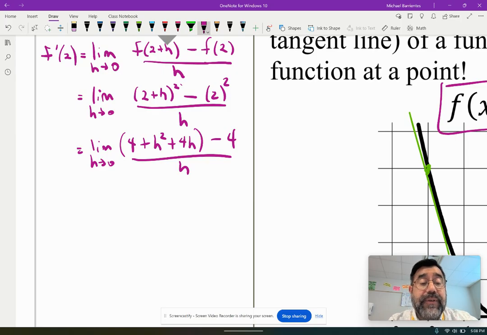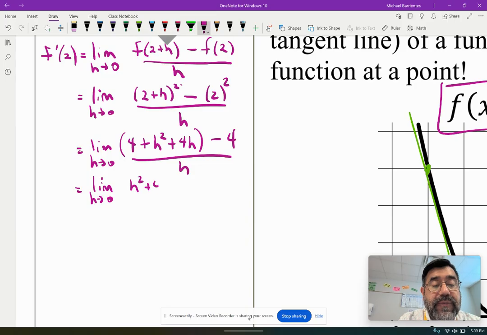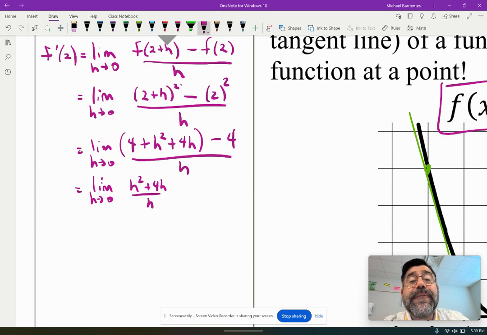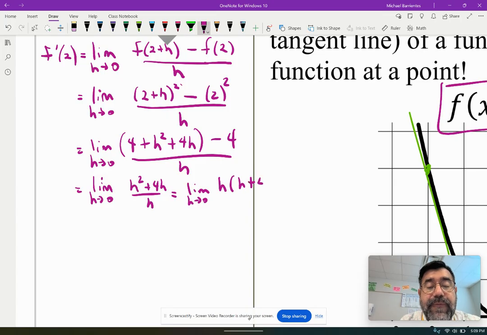So at this point, I realize I can subtract 4 minus 4 and cancel those 4's out. So therefore, the limit as h approaches 0, 4 minus 4 is 0, so I'm left with h squared plus 4h all over h. If I try to substitute the 0, I'm still getting an indeterminate form, so I've got to keep going. And if I keep going, I can factor out an h from the numerator, and then I'm left with h plus 4 all divided over h.